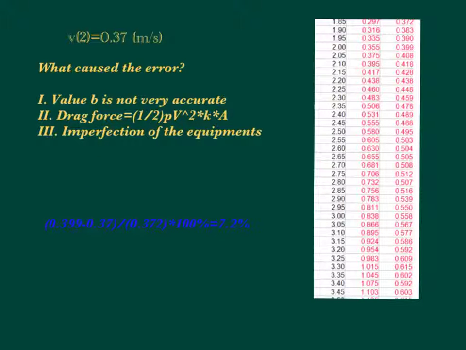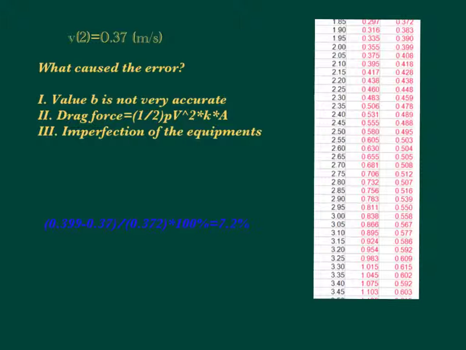So we calculated the experimental error percentage, and we find the value is around 7.2%, which is fairly accurate. So what caused the error? Our team members concluded that there are 3 factors that actually influenced the outcome.